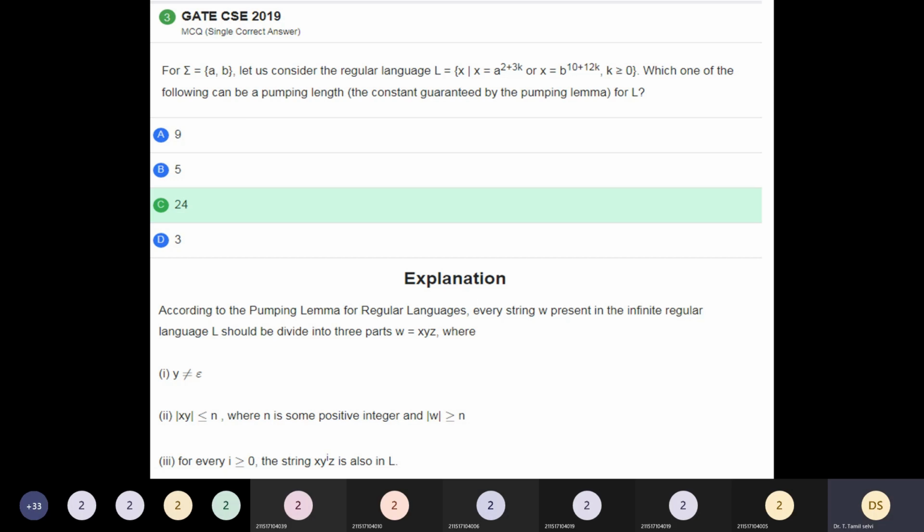In the next session, we'll discuss more questions and answers, and then we'll discuss context-free grammars and context-free languages, etc.